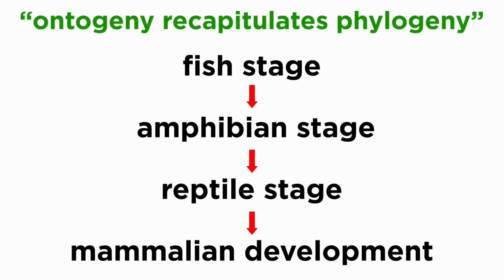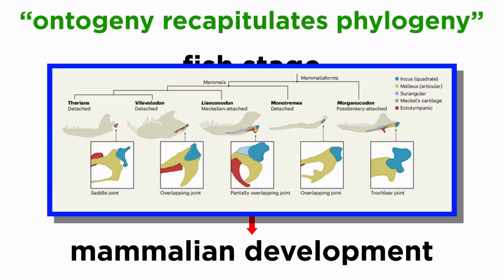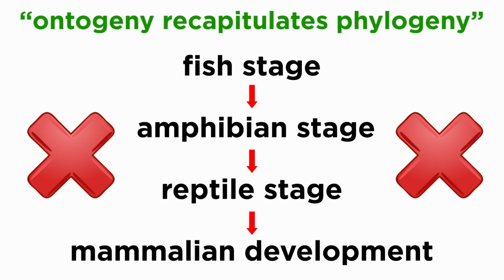What he got wrong was an idea he referred to as ontogeny recapitulates phylogeny, or the idea that organisms recapitulate their evolutionary ancestry during development. There is some truth to this notion, like the way that mammalian ear bones detach from the jaw during development, but broadly speaking, the idea is not accurate.